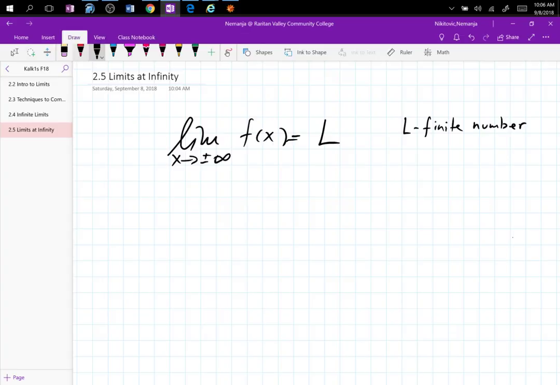Well, that L could also be infinity or does not exist as well, but we are going to focus first and for the most part on L. So this is what we're looking for.